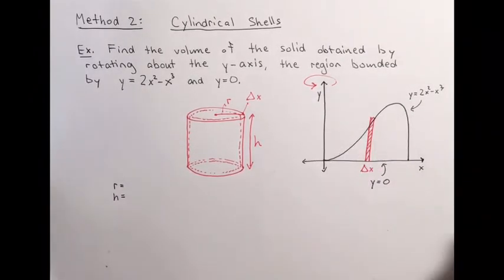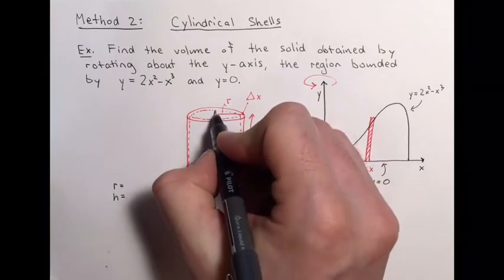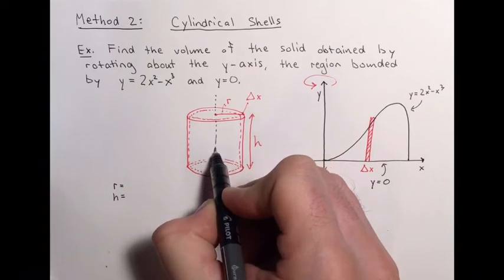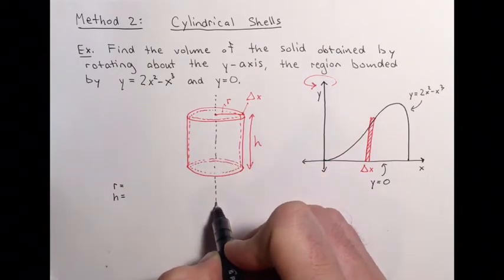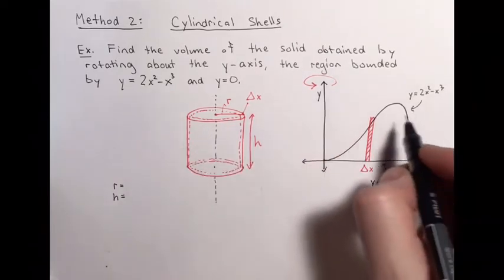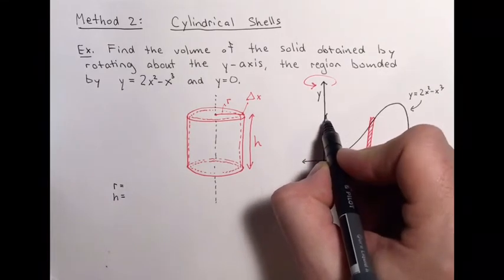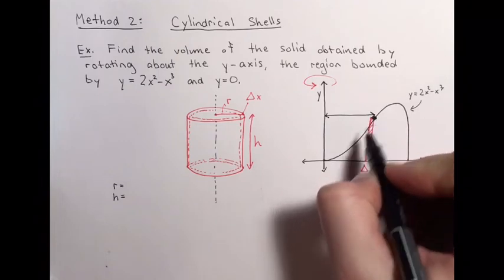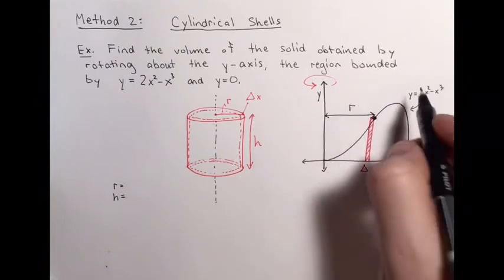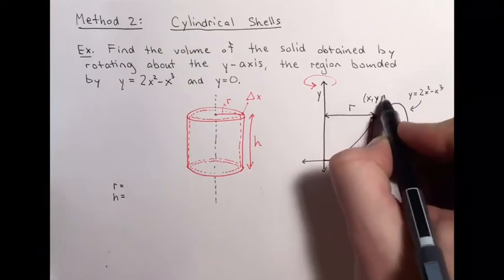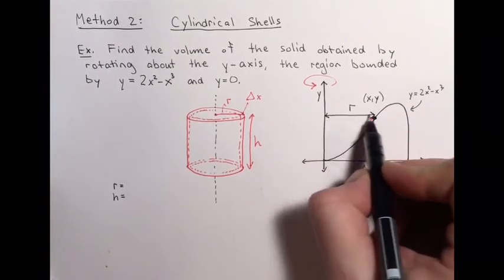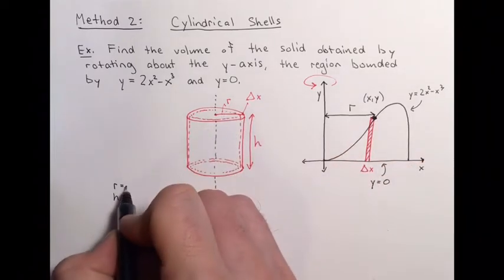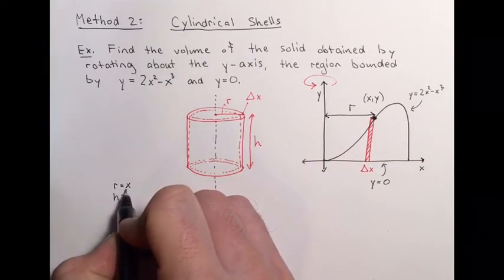And for us, the radius is always going to be the distance from the outside of the shell to the axis of rotation. Again, the axis of rotation goes right through the middle of the cylindrical shell. So that's going to be this distance from here over to here, and that's going to be a point on the curve. So that's going to be our radius. This point having coordinates x, y, that distance will simply be the x value of that point. So for us, the radius is just going to be x.